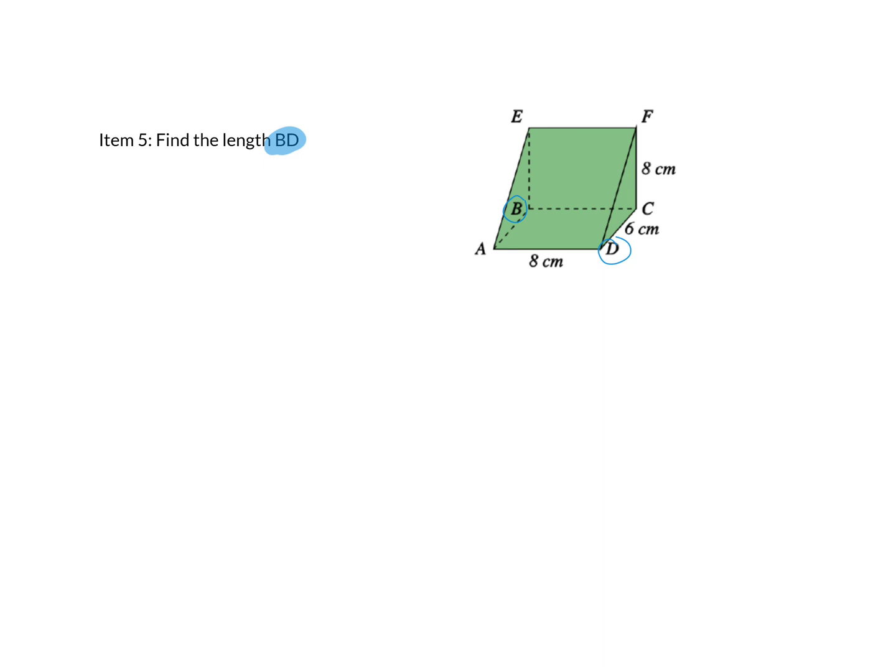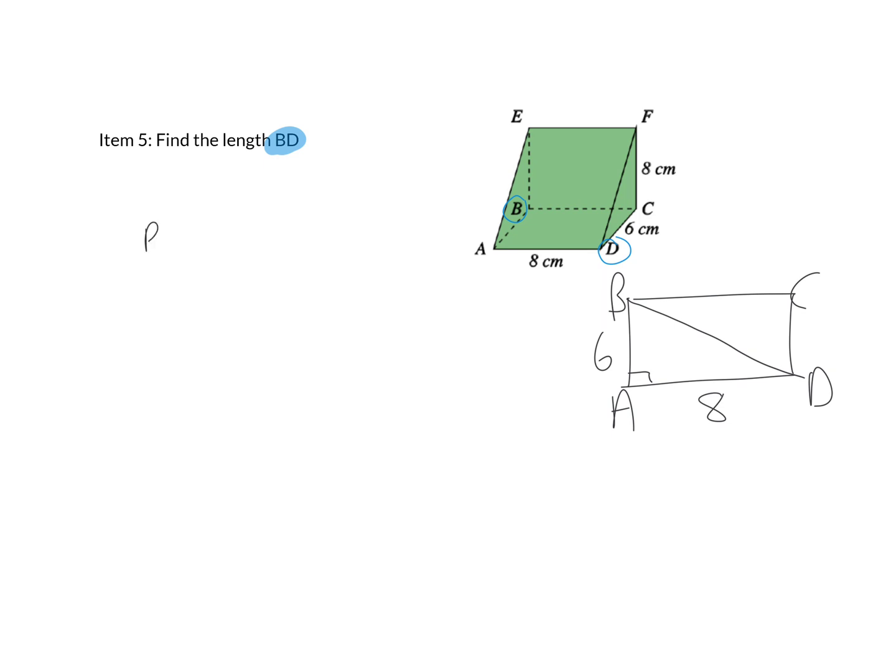So if I look at just the rectangle ABCD, if I quickly draw that here, this is A, B, C, D. I'm looking for BD, that's 90 degrees at A. This is 6 and that is 8. So I can use Pythagoras.